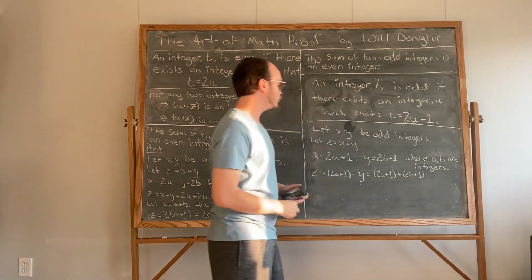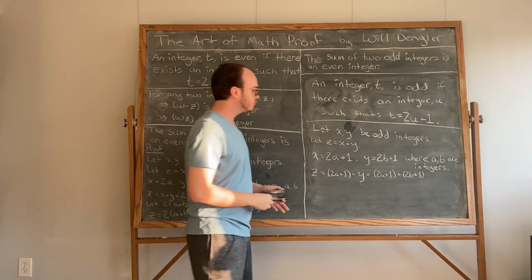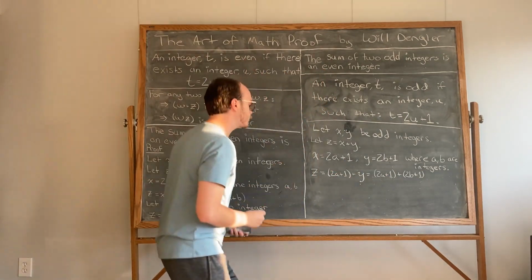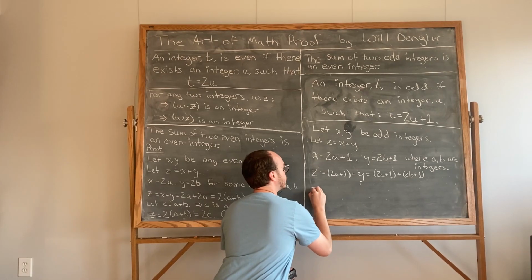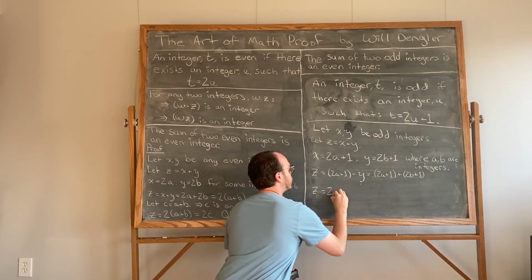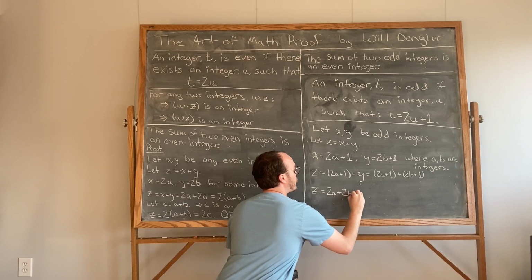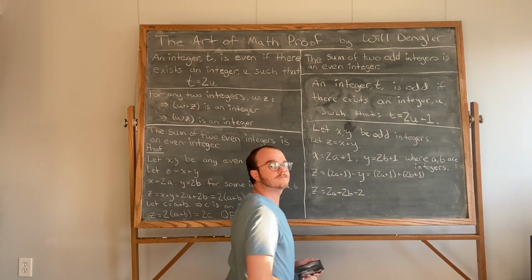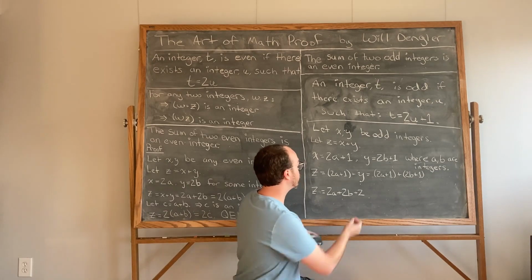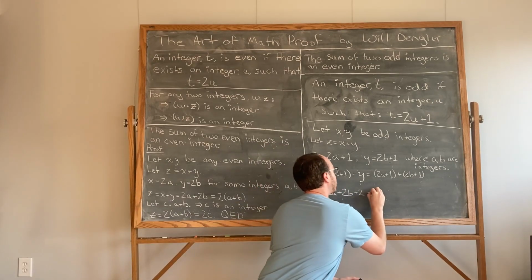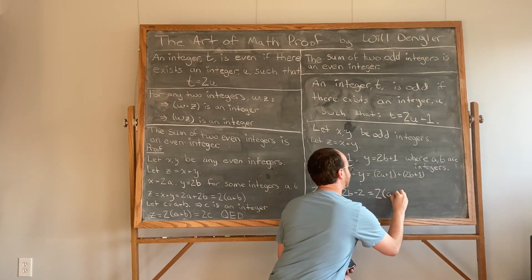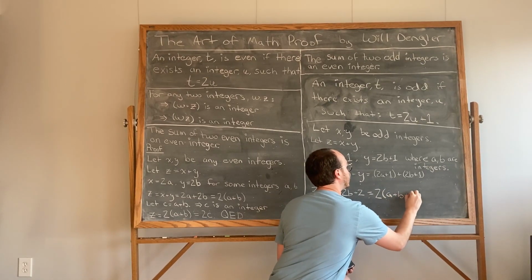Okay, so now what? Well, we can rearrange these terms. I can add these ones together. So we get z is equal to 2a plus 2b plus 1, or in other words, plus 2. Then we can factor out our 2. So we get that z is equal to 2 times a plus b plus 1.